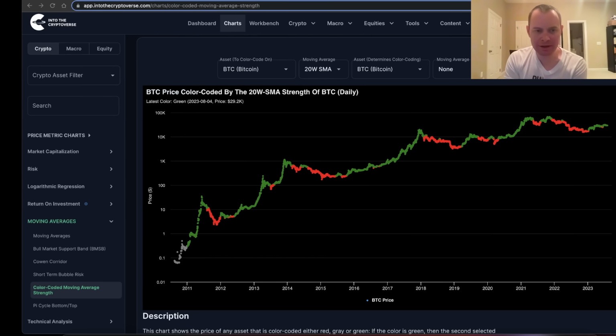Today, we're going to talk about Bitcoin, and we're going to be looking at the price color-coded by the 20-week SMA of Bitcoin. We are also going to go through an exercise where we look at all Bitcoin pairs color-coded by whether Bitcoin is above its 20-week SMA or below its 20-week SMA.